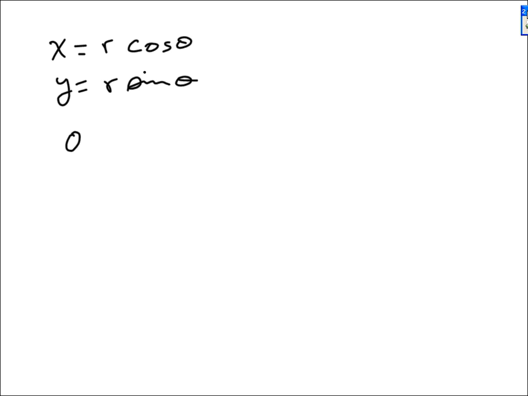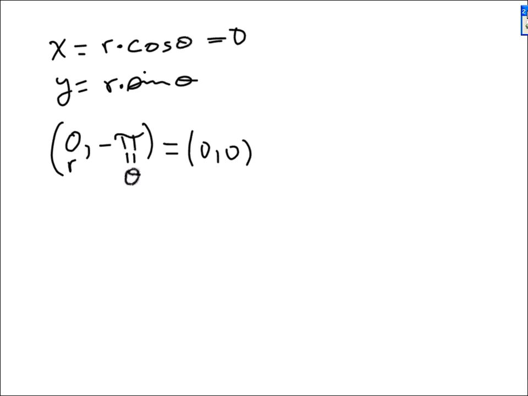What if you're given 0, negative pi? That means r is 0, and the angle is negative pi. We're going to get 0, 0. I hope that's kind of obvious, because when you multiply two things and one of them is 0, like r, then the whole product will be 0. This is 0 times the cosine of pi. Pi is right in the middle, and that value right down there is negative 1. 0 times negative 1 is 0.